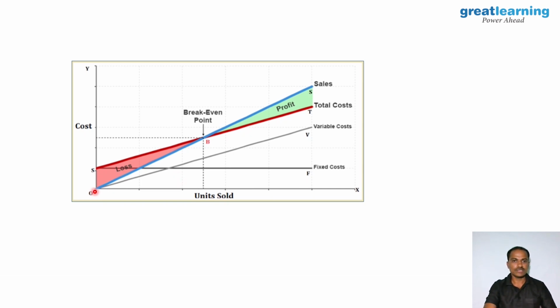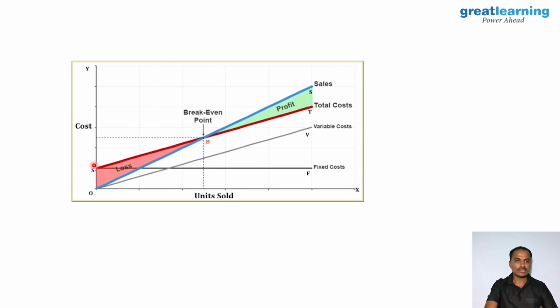Now you see there is a line going from O onwards, right? This OV is nothing but the variable cost line. The variable cost line is beginning from 0, because the variable cost will change based on the quantity produced. So that will keep changing. This will keep rising, since the units sold will be rising, so variable cost will keep rising, but fixed cost remains the same irrespective of the level of output.